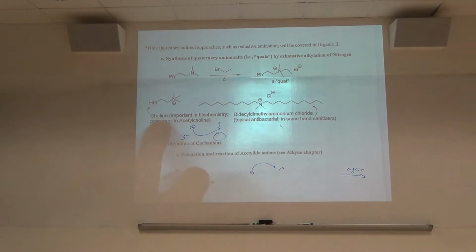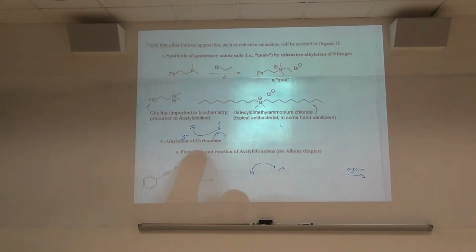What is this one over here? It's called choline. Choline you'll see in biochemistry. But guess what? The nitrogen is a quat here. And if you make an acetyl over here on this oxygen, it's called acetylcholine. Acetylcholine has the quat nitrogen there. Okay, that's what a quat is.